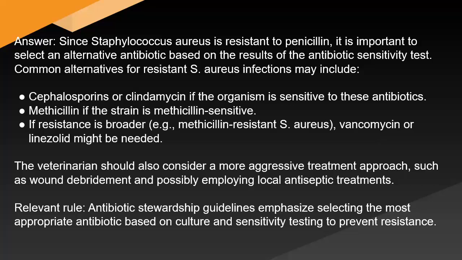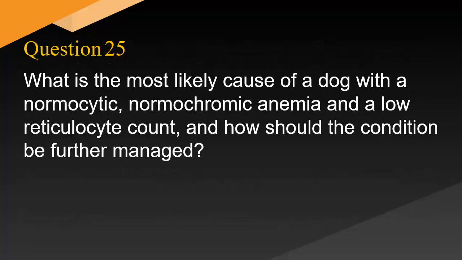The veterinarian should also consider a more aggressive treatment approach such as wound debridement and possibly employing local antiseptic treatments. Relevant rule: antibiotic stewardship guidelines emphasize selecting the most appropriate antibiotic based on culture and sensitivity testing to prevent resistance. What is the most likely cause of a dog with a normocytic, normochromic anemia and a low reticulocyte count, and how should the condition be further managed?